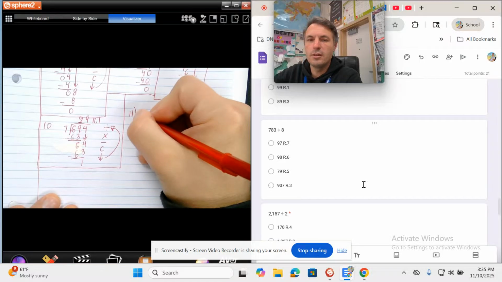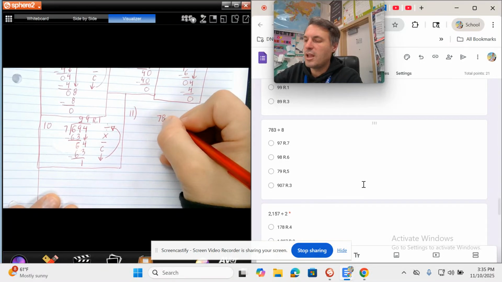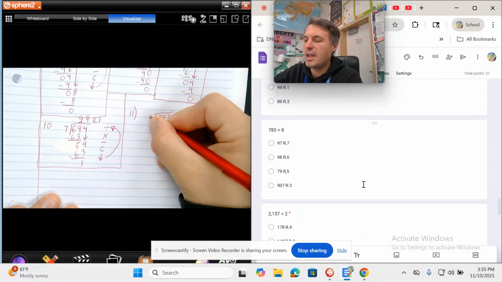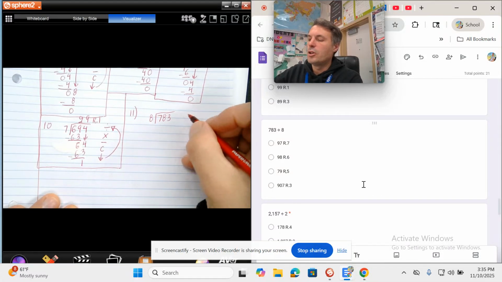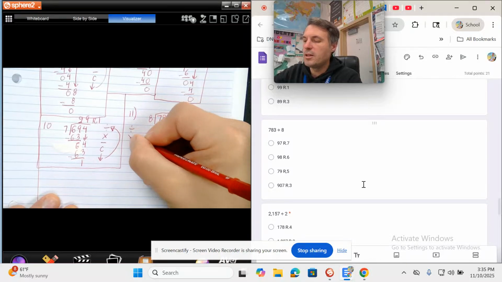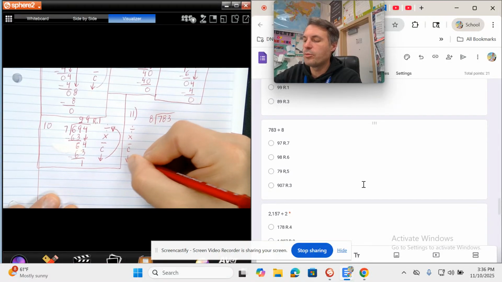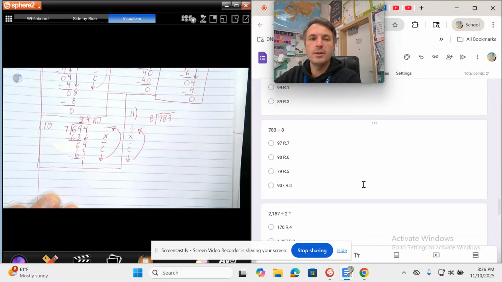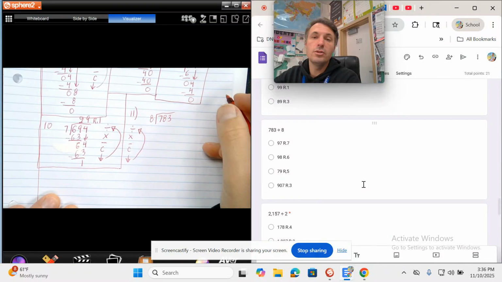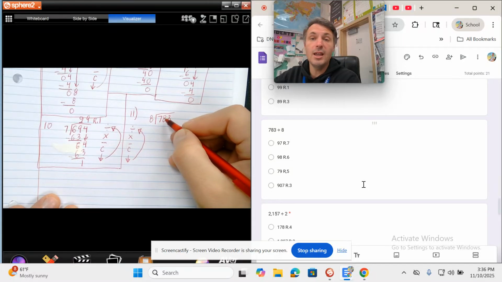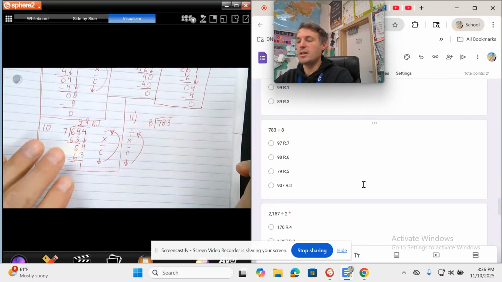Okay, number 11, 783 divided by 8. So, the steps: divide, multiply, subtract, compare, bring down, repeat. Can 8 fit into 7? No. Can 8 fit into 78?